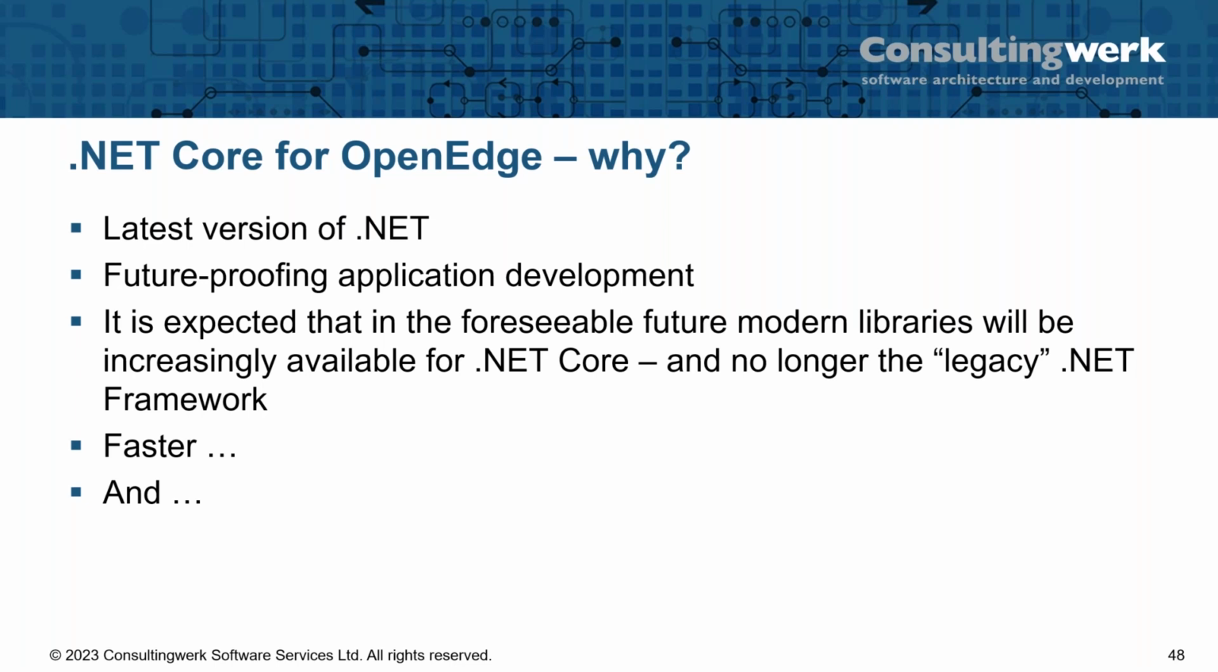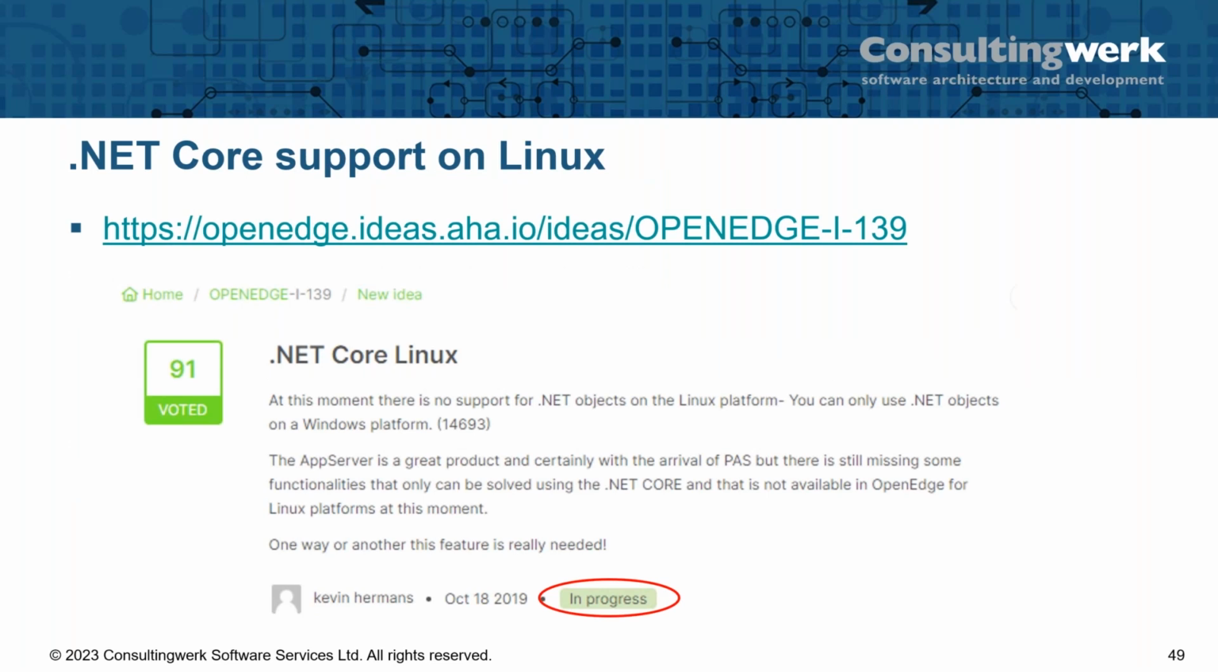Well, and I think if you look at the Progress Ideas section on Progress Communities, you see that sometime earlier this year, the idea for .NET Core support on Linux has been switched from under investigation to in progress. So it seems that Progress is working on supporting .NET Core in the AVM also on Windows. And everybody who wants to hear more about that should probably talk to Progress Product Management or look at recordings of the roadmap sessions from earlier this year.